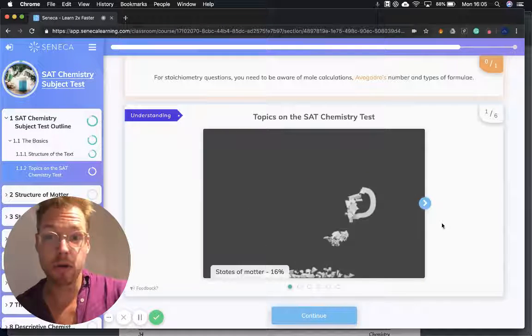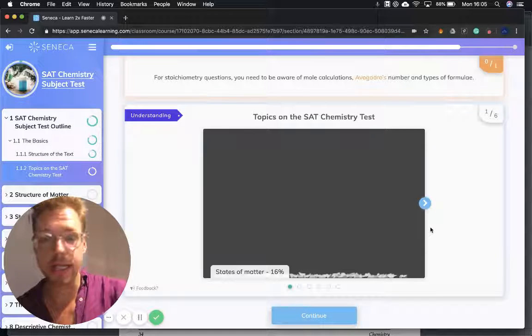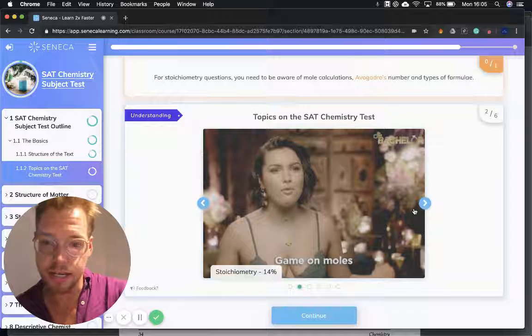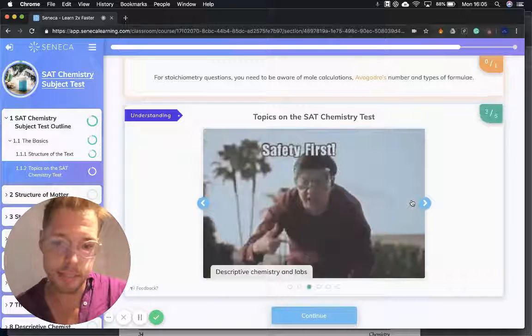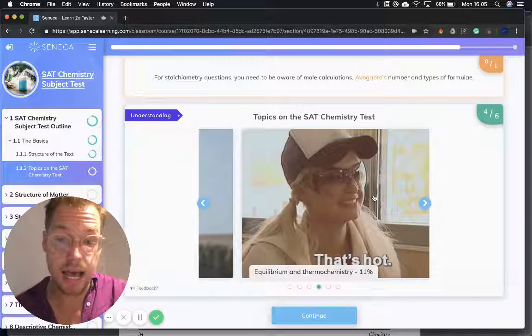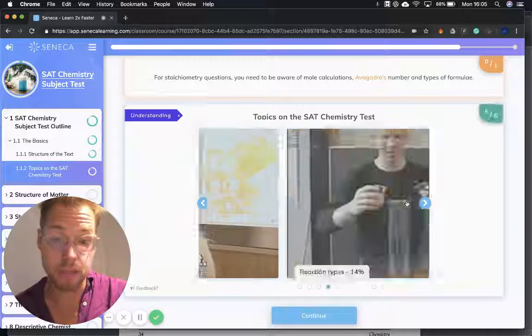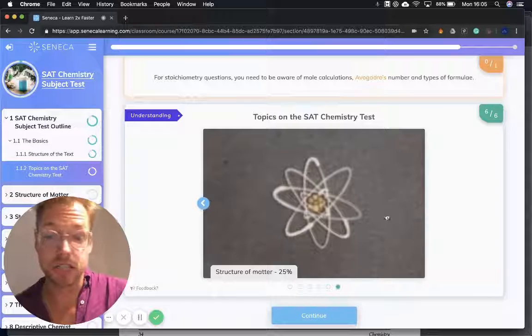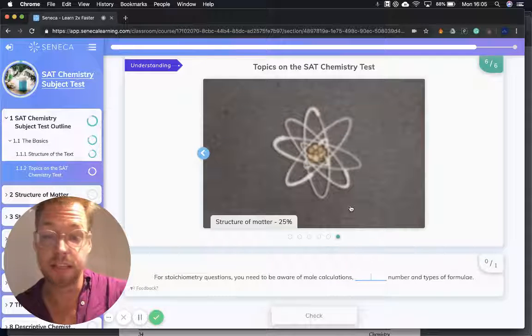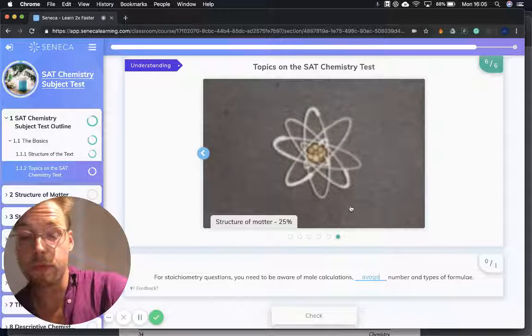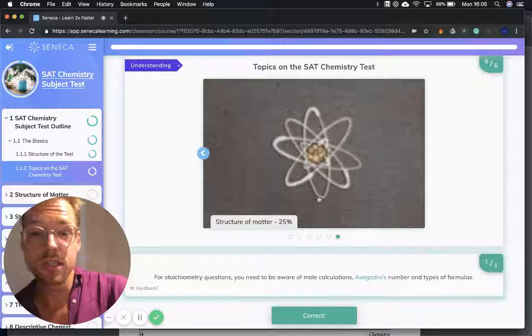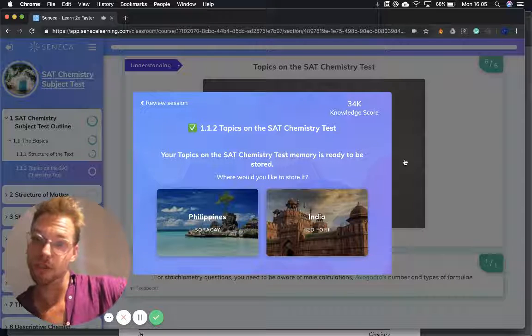Boom. And remember, let's go through those topics again really quickly. It's states of matter for 16%, stoichiometry is like 14%, descriptive chemistry and labs, equilibrium and thermochemistry, reaction types, and structure of matter. Those are the key things you need to know for the SAT subject test. Boom, we're done, we're good.